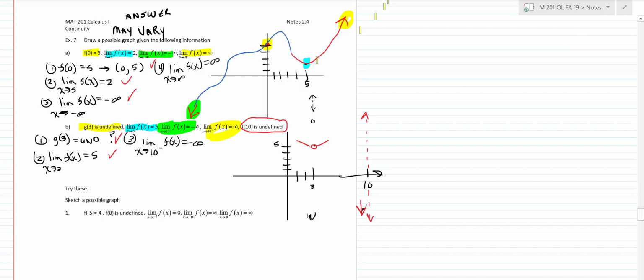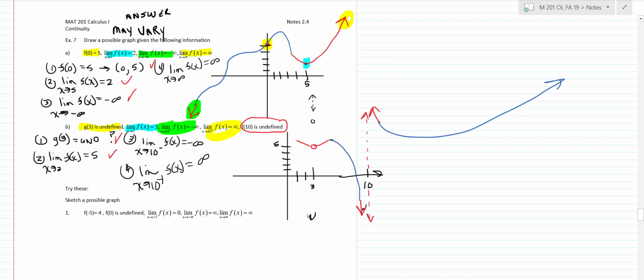The next statement is saying that the limit as x goes to 10 from the right-hand side equals infinity. That goes along with what we know about an asymptote, so it's going to do something like that. Now, the rest of it's up to you. The rest of the graph, I don't care what you do. You can make that go that way if you want. You can make this connect, you can make this wiggle and do whatever you want.